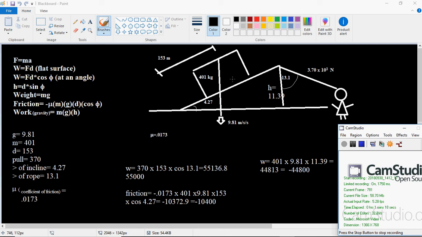We were told that this mass was being pulled by a person with a force of 3.70 times 10 to the second newtons, and that the rope's angle to the ground was 13.1 degrees. We were also told that the length of the ramp right here, or the hypotenuse of this triangle, was 153 meters. And then we were also told that mu, the coefficient of friction, was 0.0173.